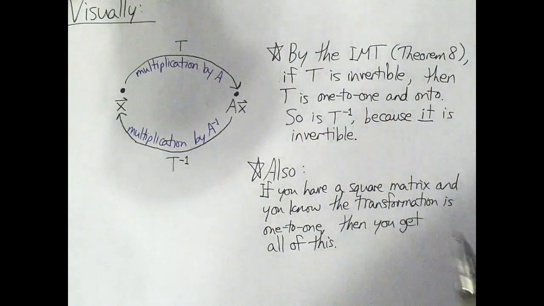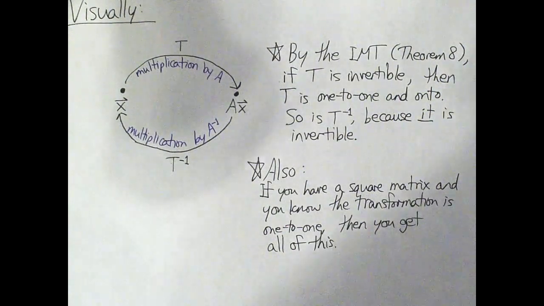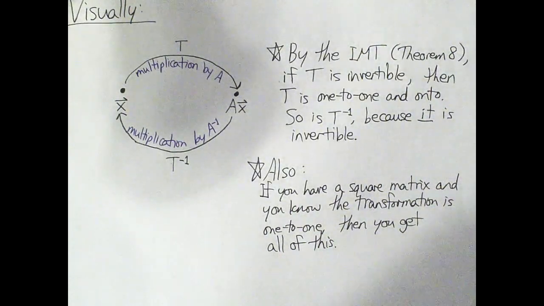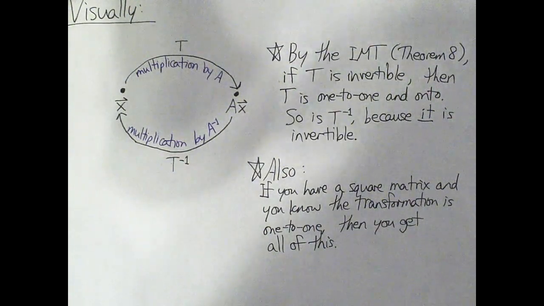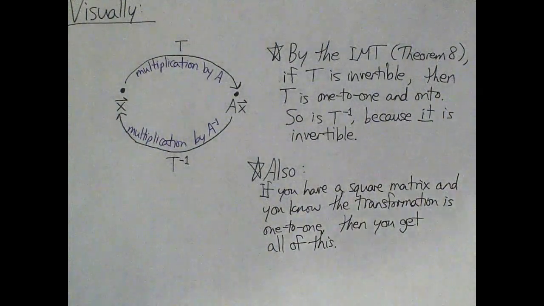So you don't need to know a lot in order to get a lot. If you know it's square and you know one thing about it, you get a lot of things as a result. Pretty cool. I could have also said if you have a square matrix and you know that the transformation is onto, you also get everything as a result of that, because onto was one of the items in the IMT. All right, so let's finish up here.